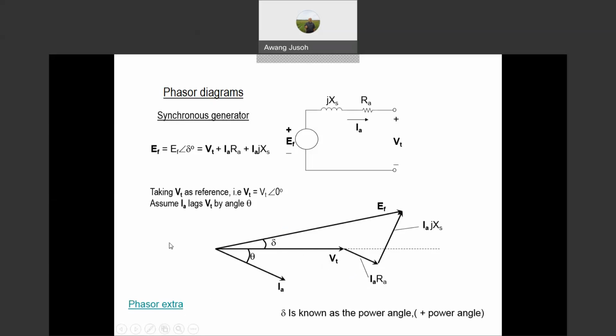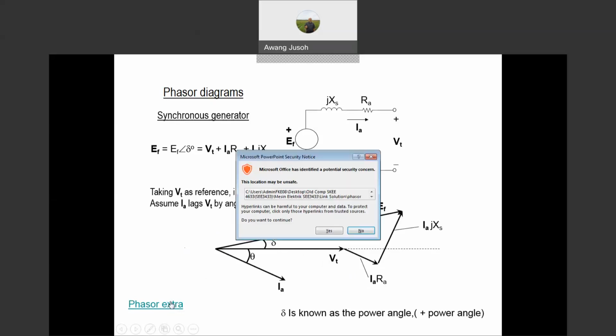And then we go to the extra phasor. What does extra phasor mean?